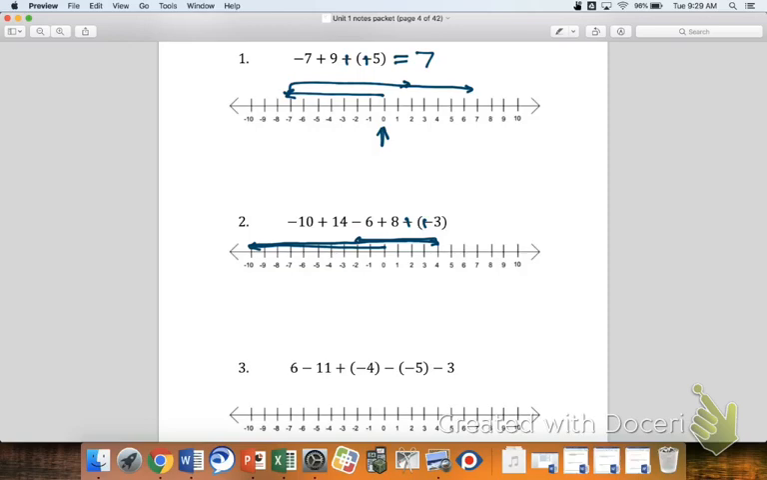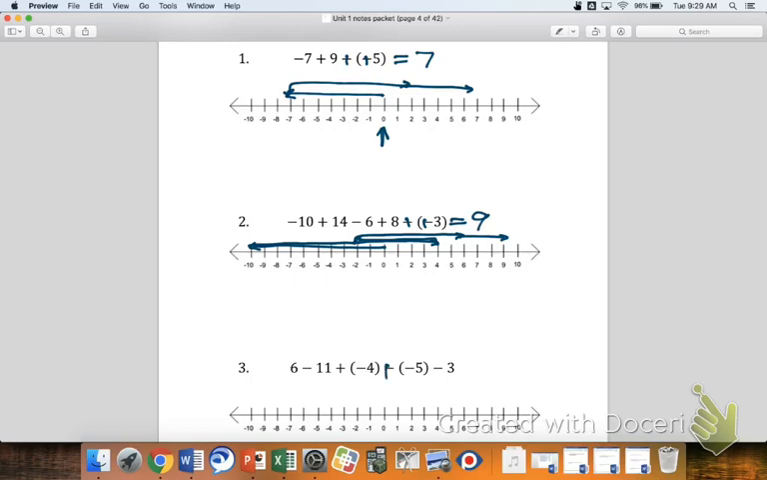Plus 8 means right 8. So I'm over here at 6. And then plus 3 ends up, I believe, there at 9. Did I get that mapping all set there? Okay, so I got 9. Hope we're all agreeing. Do you guys have any questions so far? Okay. And then lastly, we get to number 3.